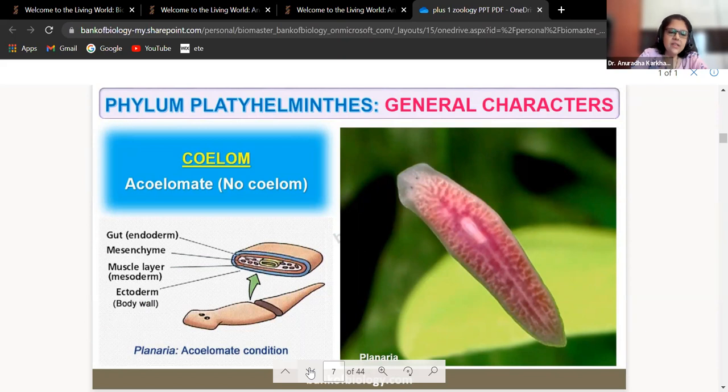So here you can see the structure very clearly. इसको अगर हमने यहाँ से cut किया तो हमें क्या दिखेगा बेटा? You can see the endoderm. You can see the mesenchyme. Mesenchyme is nothing but the scattered tissue you can see over here. Muscle layer, that is going to be the mesoderm, and this is the ectoderm. So no cavity is present. ठीक है?